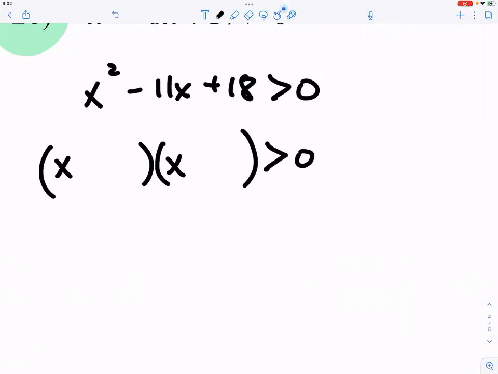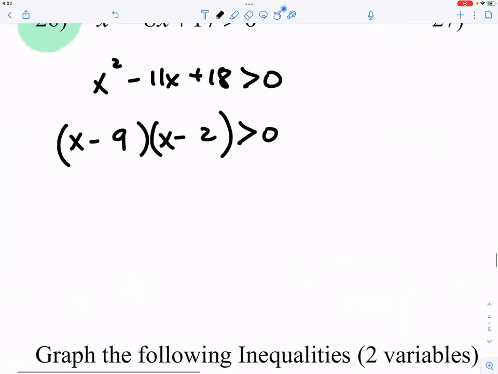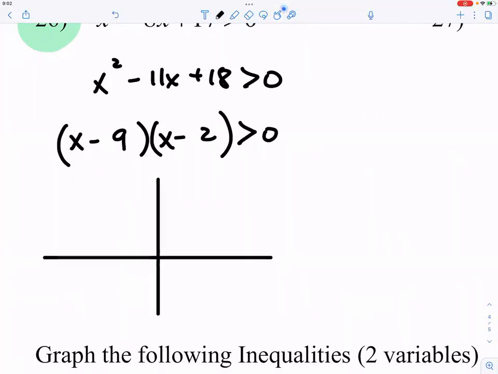So right here, it could be x minus what? 9, 2. x minus 9, and then x minus 2. And what I told you in class is that when you have it, just go ahead and graph it. Go ahead, I'll give you a few seconds. Make a quick graph on the left-hand side.